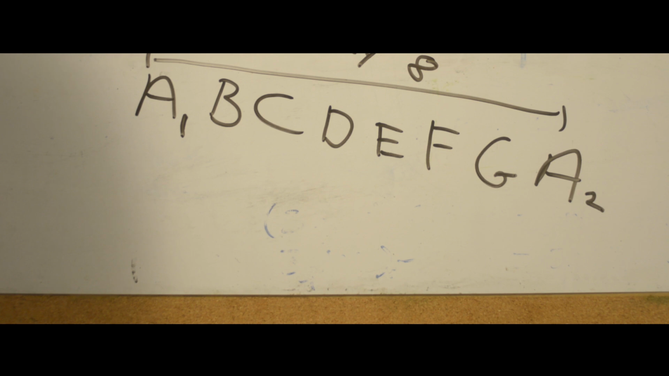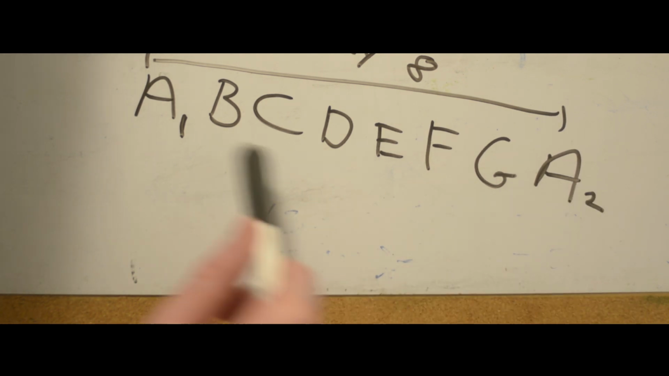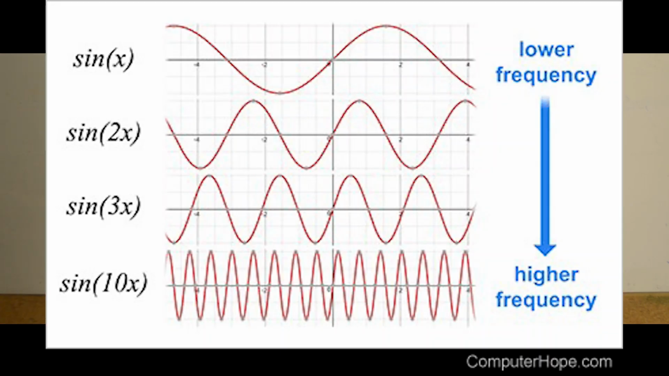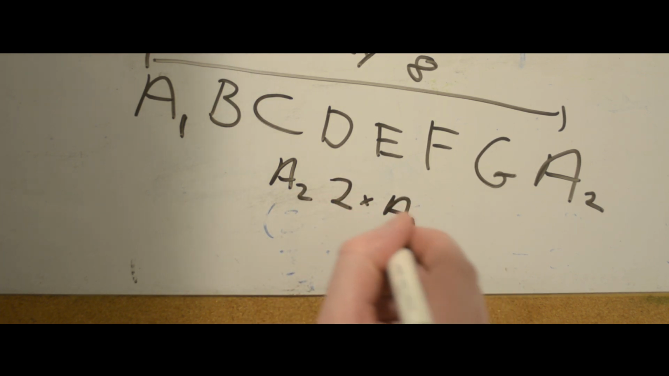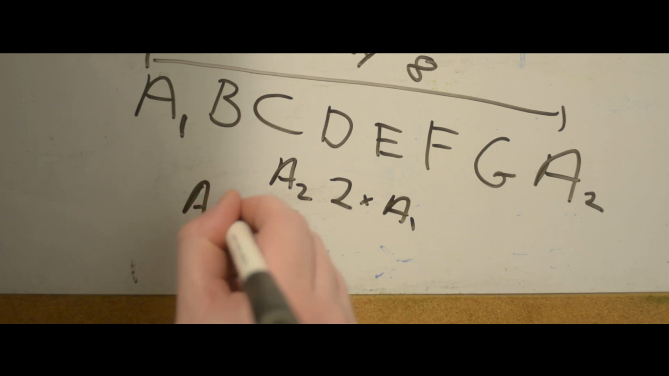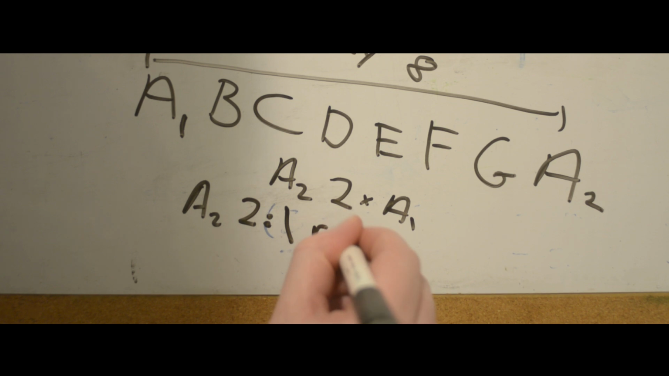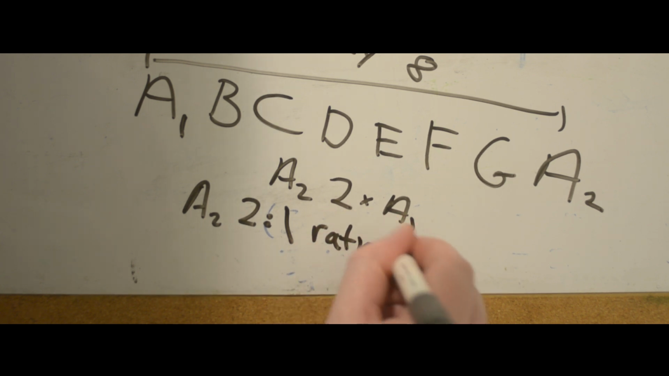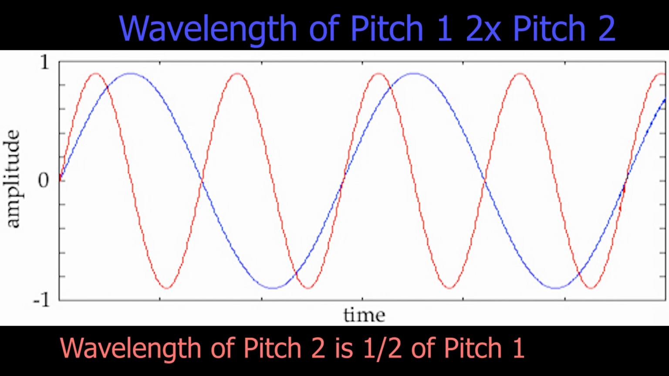In physics terms, this A2 is twice the frequency of A1. So, in other words, A2 is 2 times A1, or A2 has a 2-to-1 ratio with respect to A1. Here is what the interval of 1 octave sounds like. Note 1 and note 2.